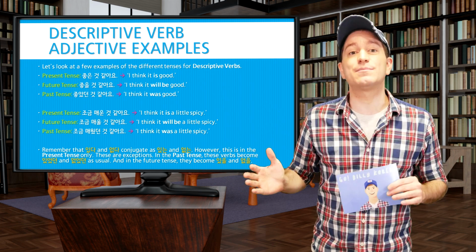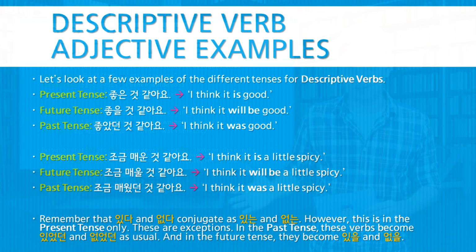So let's take a look at some example sentences using each of those. First, in the present tense, 좋은 것 같아요. I think it is good. In the future tense, 좋을 것 같아요. I think it will be good. And the past tense, 좋았던 것 같아요. I think it was good.